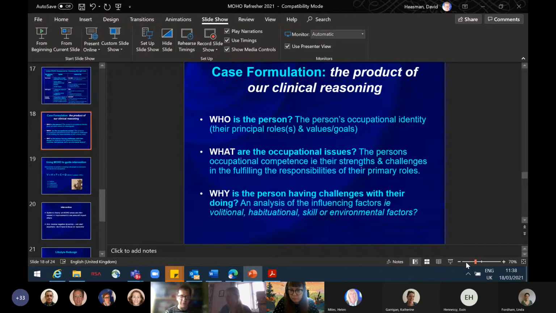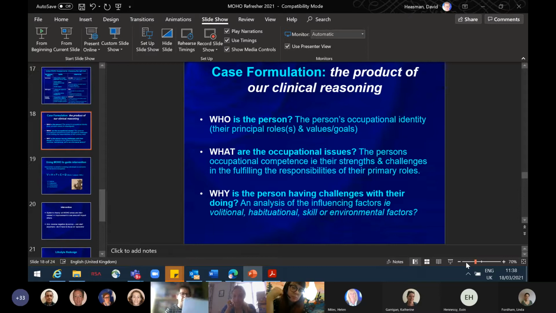Three things. Who is the person? So what's their occupational identity? By which we're usually talking about their roles and their values, the things that are important to them. And volition will tell us a lot about someone's identity. So think roles and goals. For example, Fred is a 53-year-old divorced plumber who wants to return to work following a depressive illness. That's a who statement to orient the reader to who we're talking about.